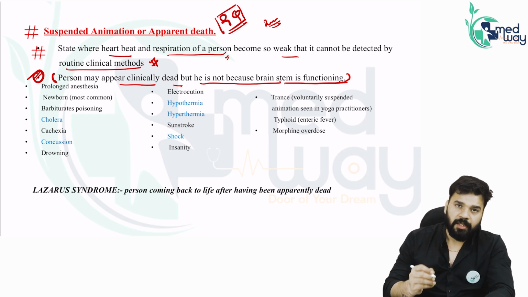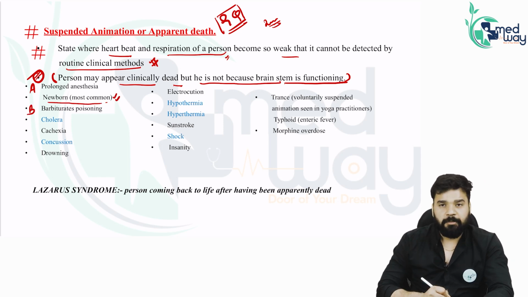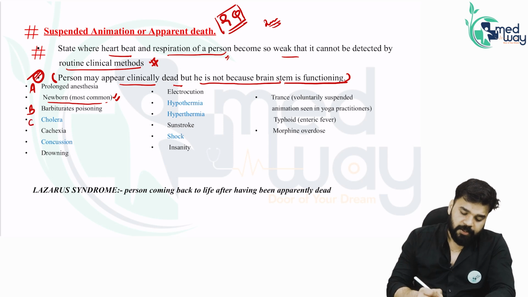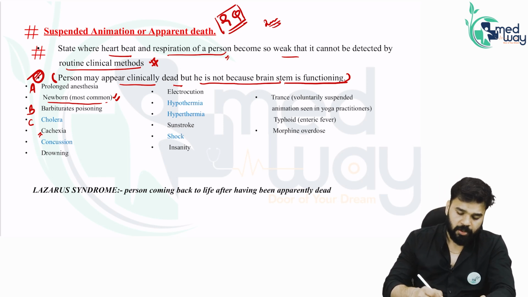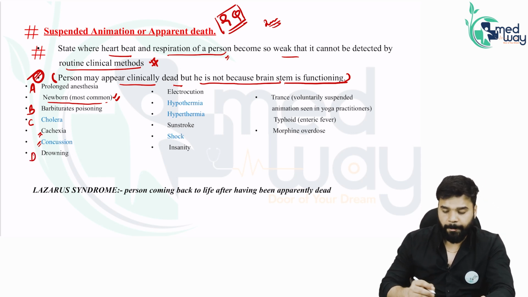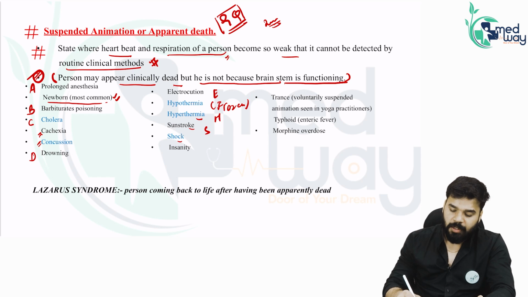Suspended animation will be seen in prolonged anesthesia, A. In newborn it is very common. Barbiturate poisoning, B. We will see it in some conditions like cholera, cachexia, that is cachexic conditions mainly seen in immunocompromised patients like cancers and all. Concussion. Then we can see such a condition in drowning also. We can see it in electrocution. We can see it in hypothermia, that is the person is in a frozen state, hypothermia or hyperthermia, sunstroke, shock, insanity.